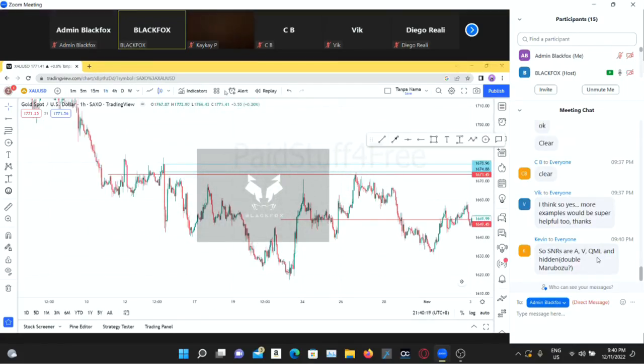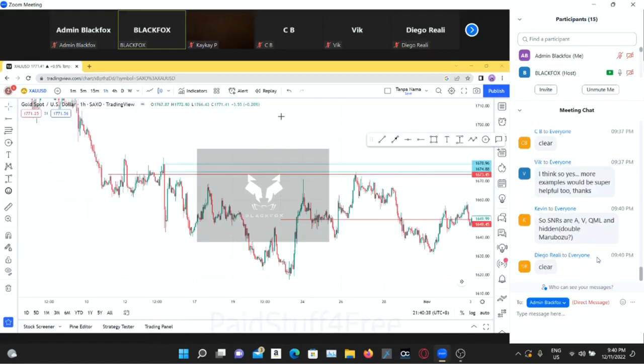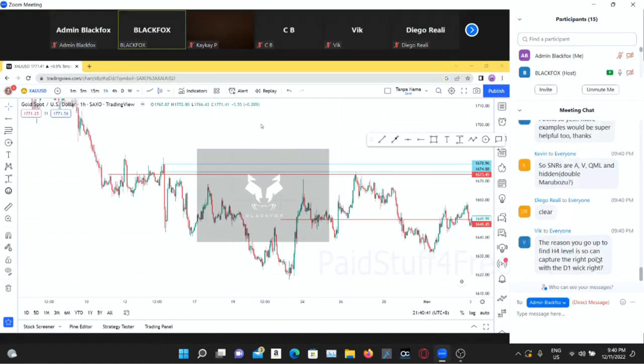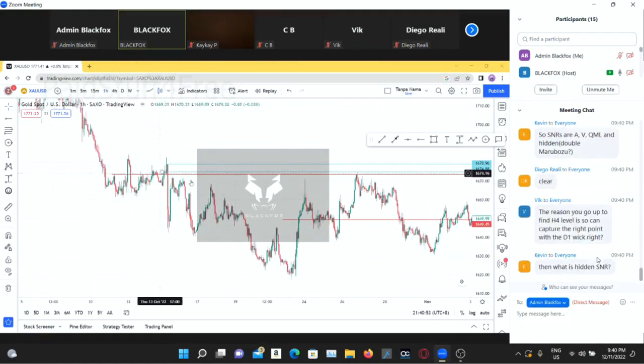So LSNR, double marubozu. I don't teach this one, and I don't know about this. Double maru. The reason you go up to find the H4 level is so you can capture the right point. Yeah, that's true. So just find.